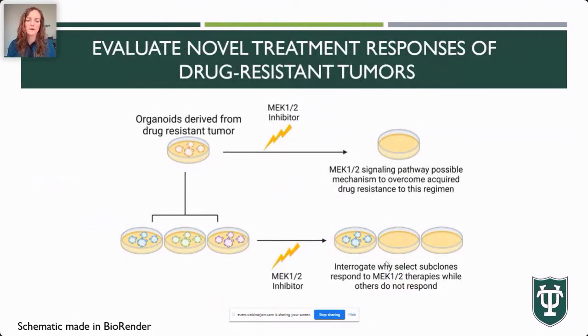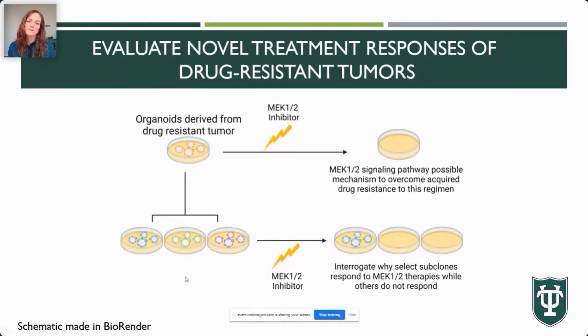A couple of experiments that we were currently working on when I left were these: you can take organoids derived from a PDX model or a tumor that's actually drug resistant, such as the aforementioned aggressive PDX model, for example, the 4IC model. Or you can generate subclones from these drug-resistant tumors that represent the subclonal populations. If you hit the drug-resistant tumor with a targeted inhibitor and the inhibitor is effective, you can say that potentially the signaling pathway is a possible mechanism to overcome that drug-resistant phenotype.